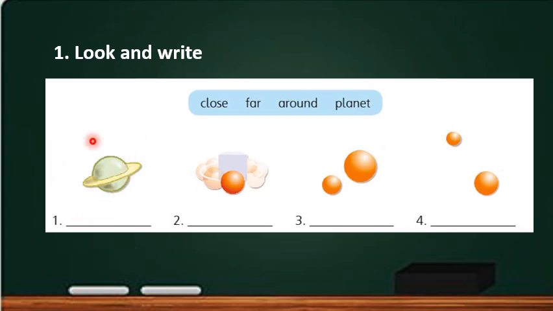Number 1. This picture shows that it's a planet. There are 8 planets in our solar system. Picture 2. This picture shows that it's around. All the planets go around the sun. Number 3. Both of the planets are close to each other. And the last question, number 4. Both the circles are far away from each other.